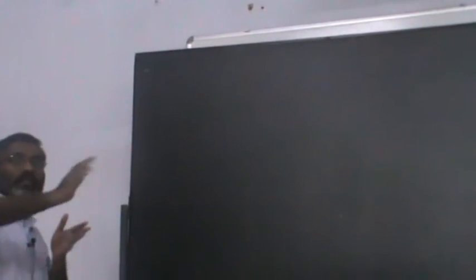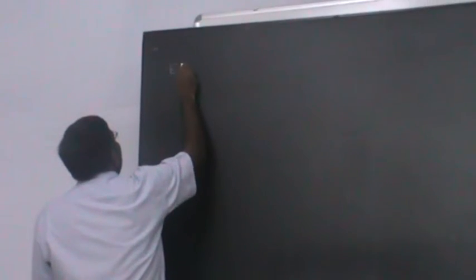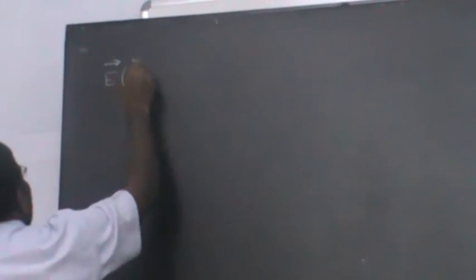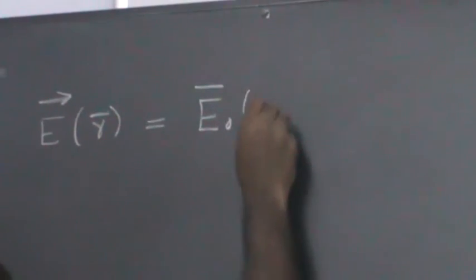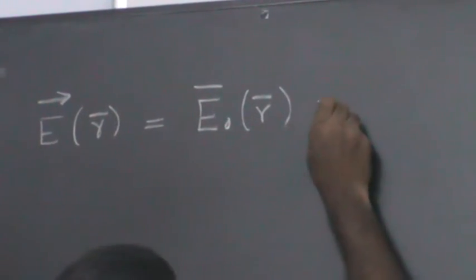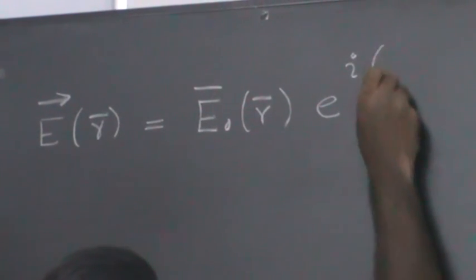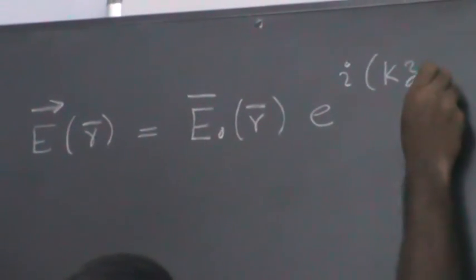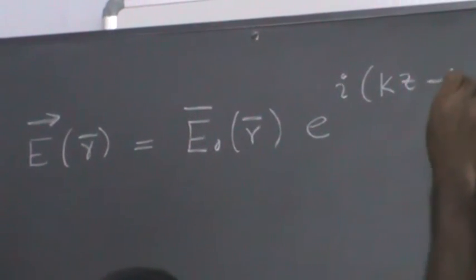Of this concept. You know, in classical electromagnetic theory, imagine we have an electric field which is propagating along the z direction. So I can write down the electric field E of x, y, z, let me write it as E of r, as E0 of r into e to the power i(kz minus omega t).